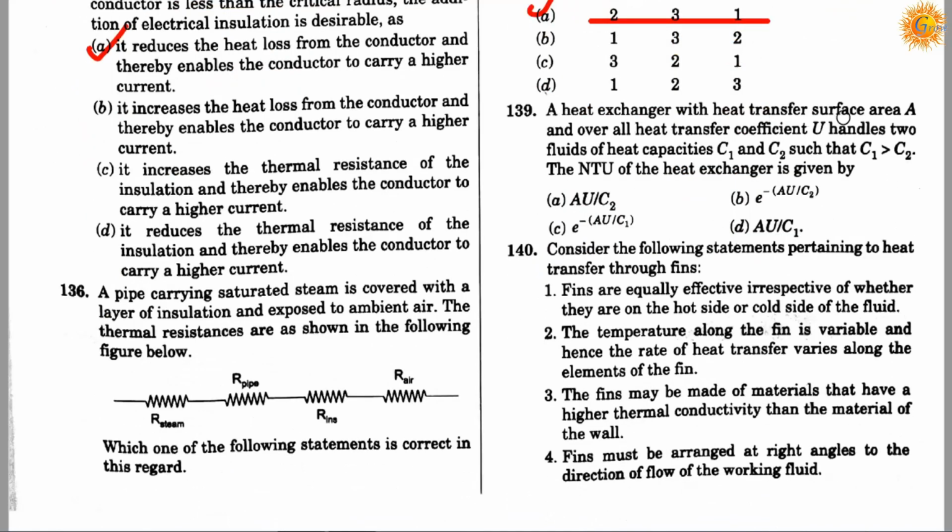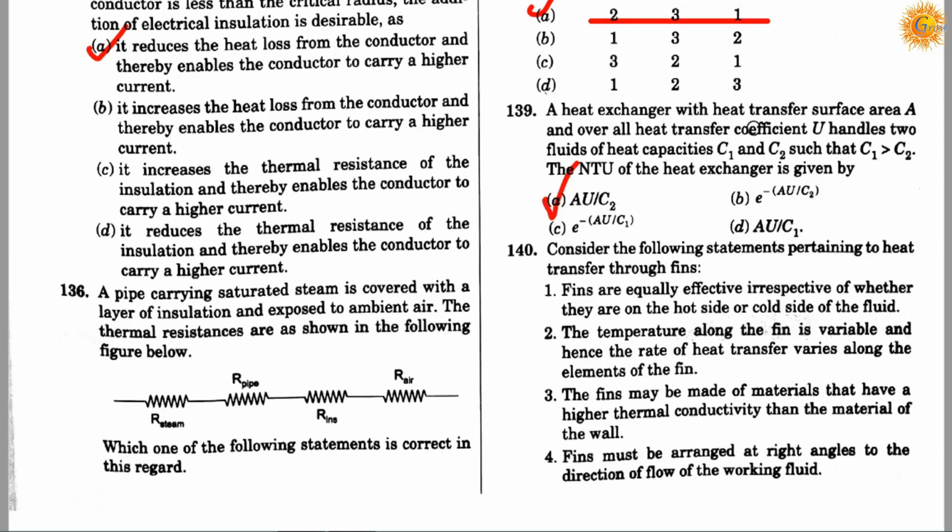Okay, question number 139. A heat exchanger with heat transfer surface area A and overall heat transfer coefficient U handles two fluids of heat capacities C1 and C2 such that C1 is greater than C2. The NTU of the heat exchanger is given by option A, AU divided by C2, option B, e power minus AU divided by C2, option C, e power minus AU divided by C1, and option D is AU divided by C1. So the correct answer is A, it will be AU divided by C2.